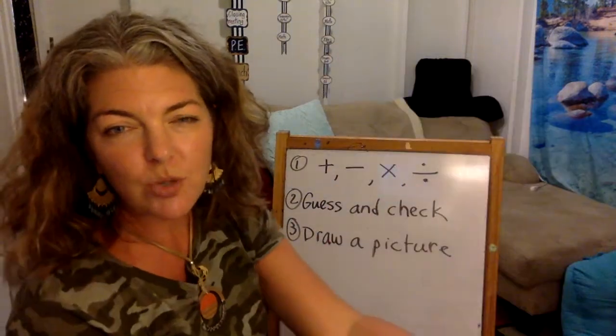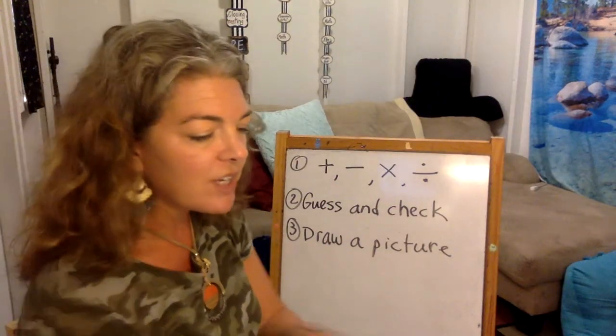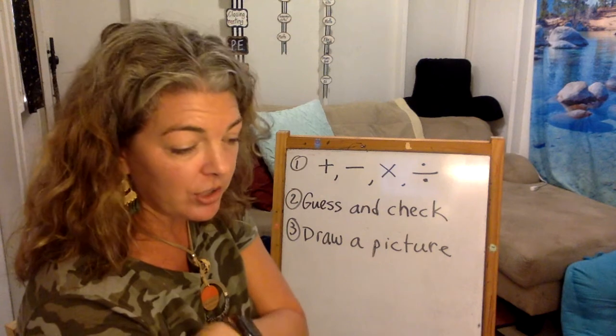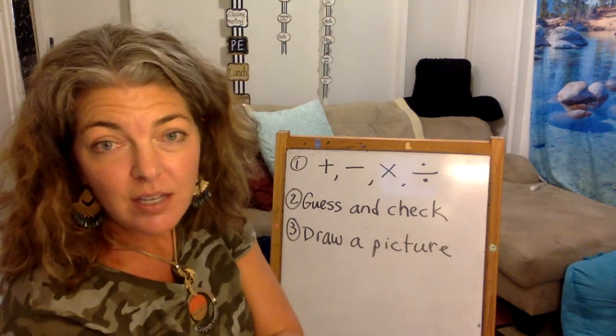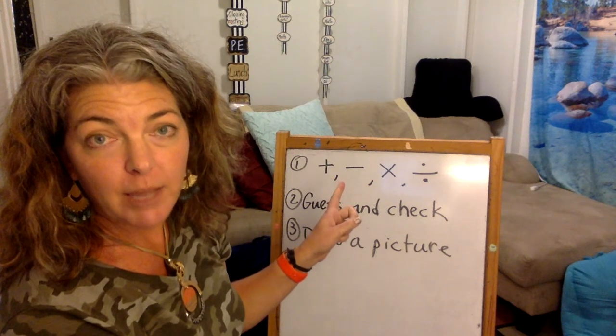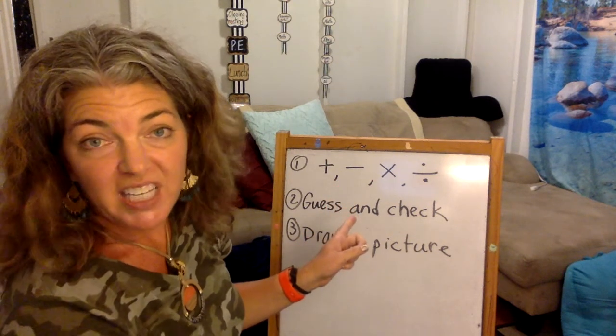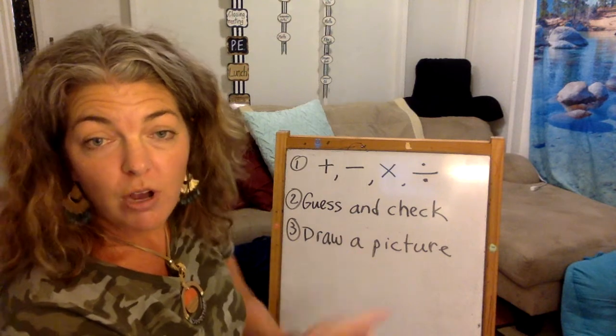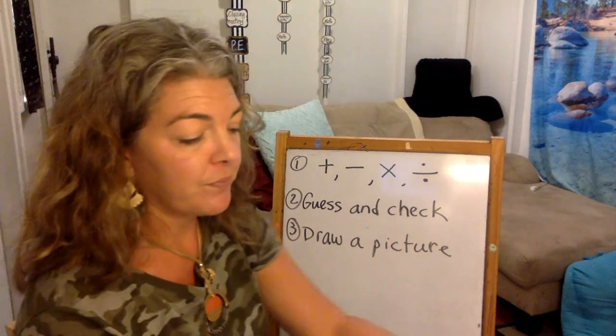Which one do you think you'll use? We're trying to figure out how much taller is an elephant than a road runner. Would you use a math symbol and make a math problem? Would you just make a guess? Or would you draw a picture? What would you do?